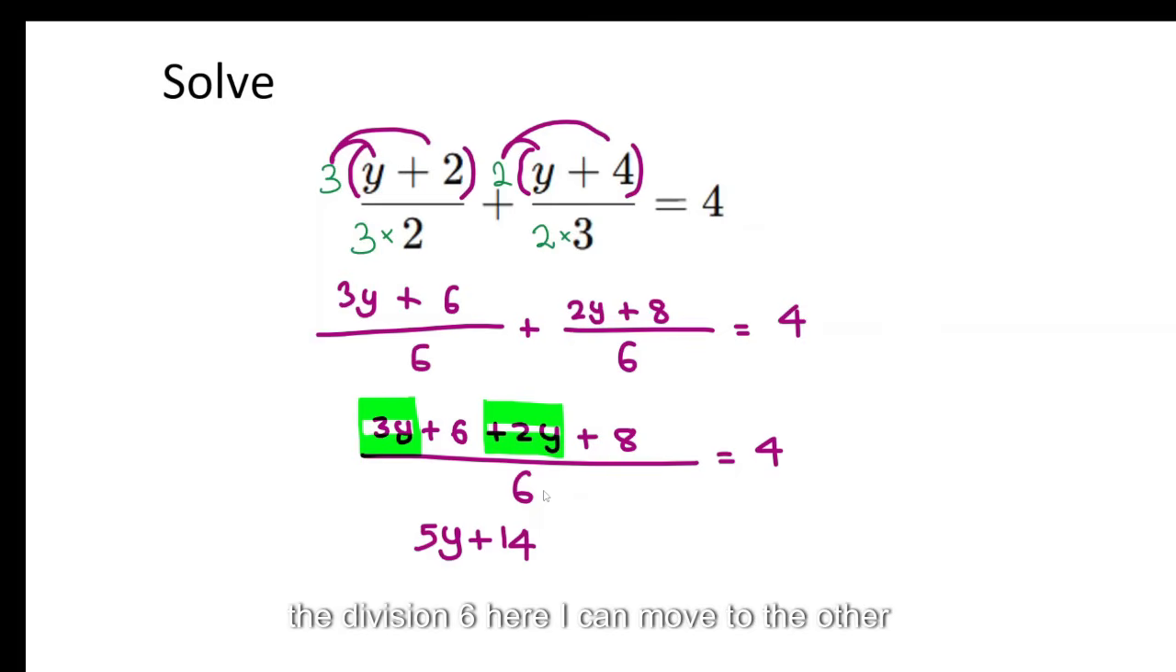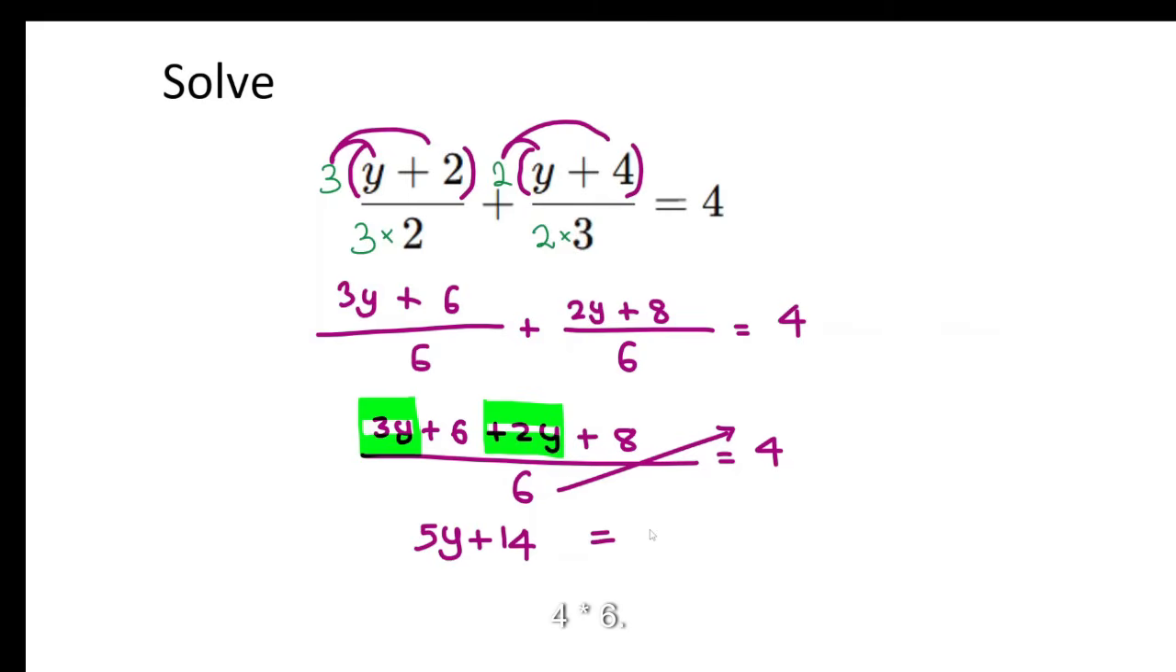Now the division by 6 here, I can move to the other side where it becomes multiplication by 6. So I get 4 multiplied by 6. So 5y add 14 is equal to 6 times 4, which is 24.